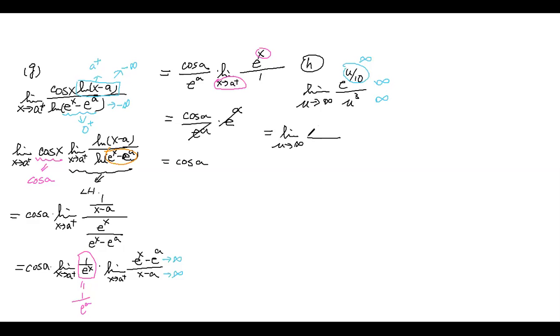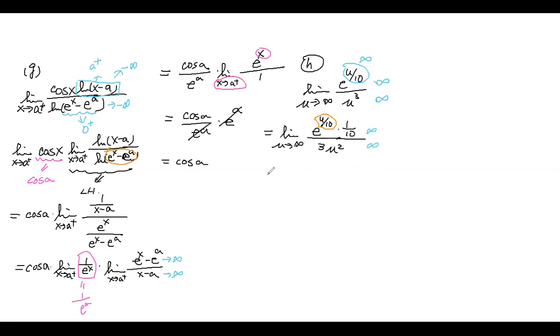So e^(u/10), you take the derivative. The exponential function is itself, e^(u/10), and then don't forget what we need to do here, the chain rule, right? So this is 1 over 10. Those are very good review of your derivatives. Then the bottom here is 3u squared. So if you take a look again, what happens here? This will be infinity over infinity again, right?